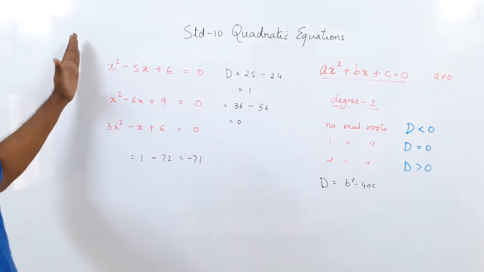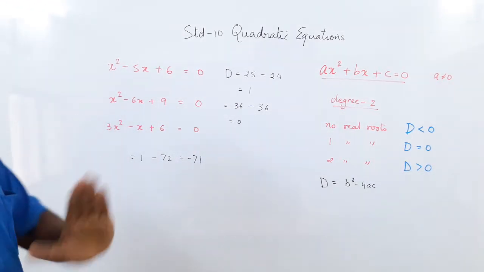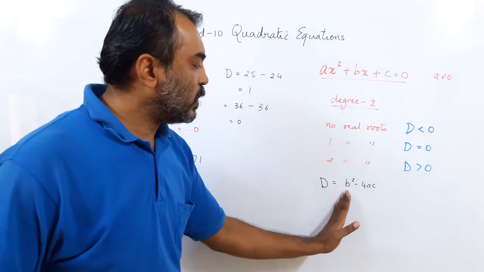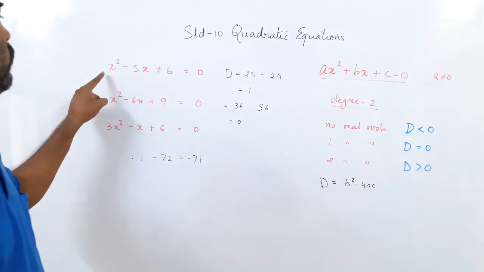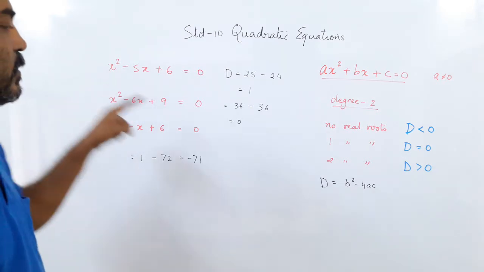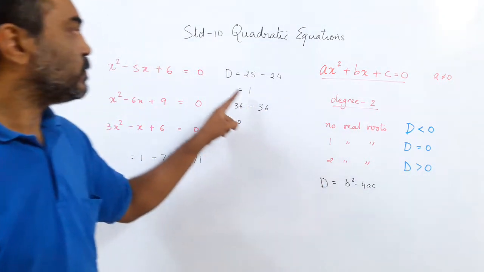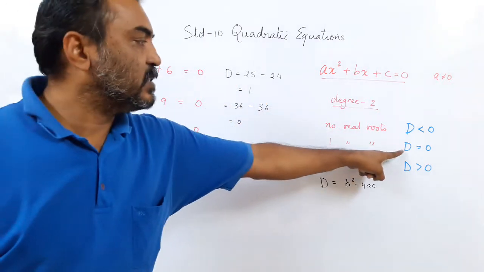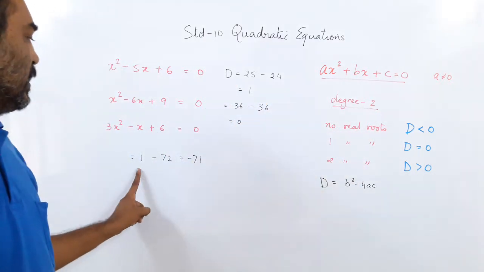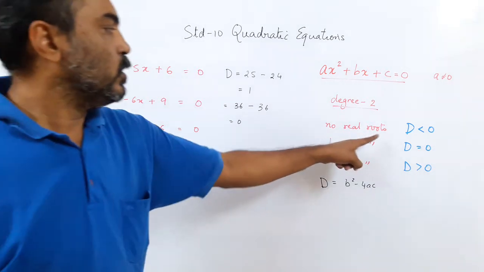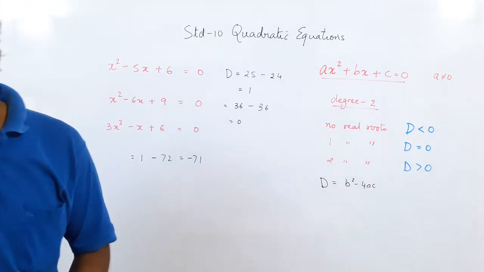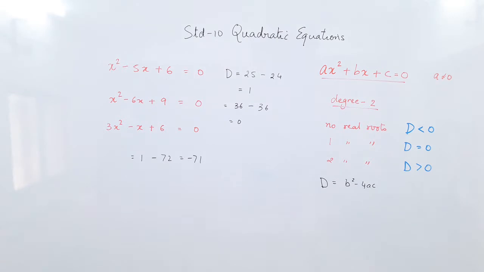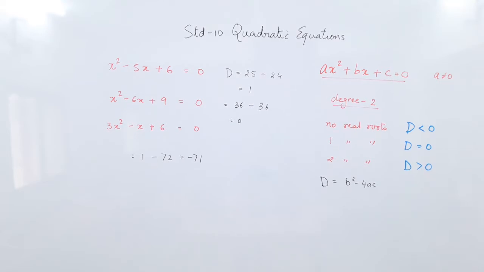But if you want to see how many roots the equation has, just for your sake, then you have to find b square minus 4ac. Value of a, b and c is given. If it is greater than 0, you will have two real roots. If it is equal to 0, you will have one real root. If it is negative, less than 0, you will have no real roots. So try to remember this. D is equal to b square minus 4ac. I am going to make you do this later on, but this is just for your knowledge.